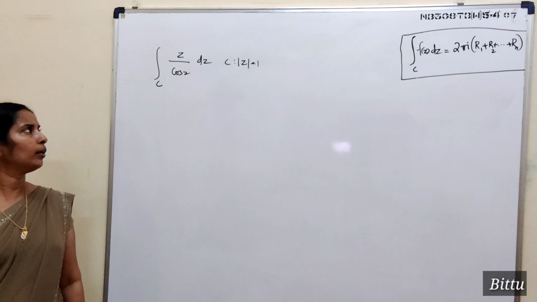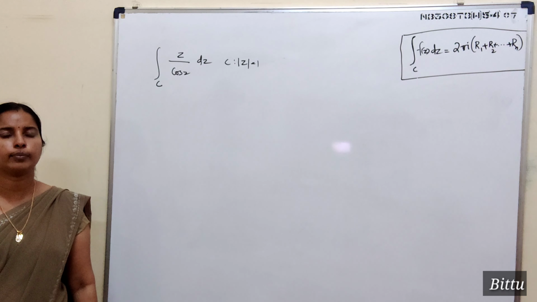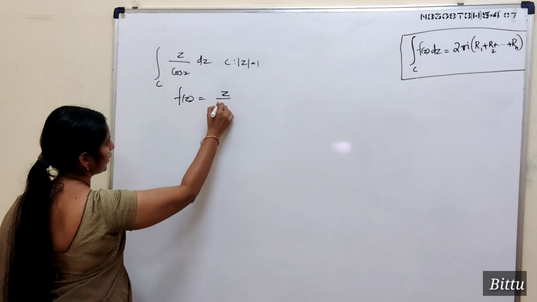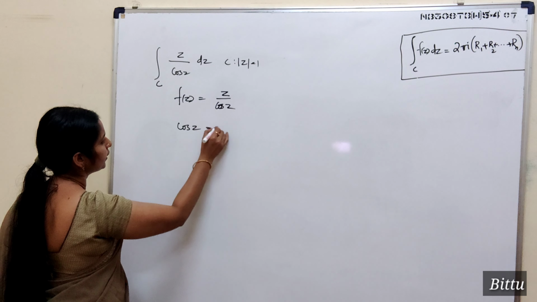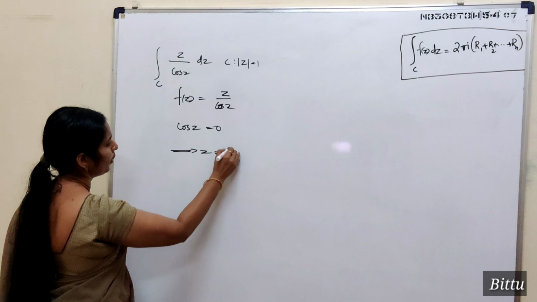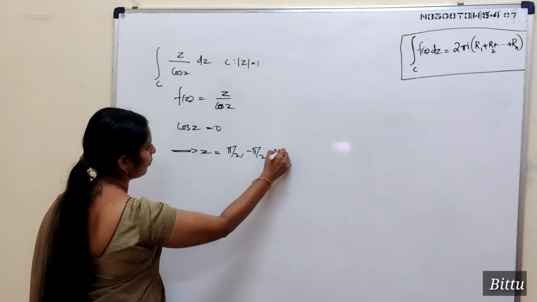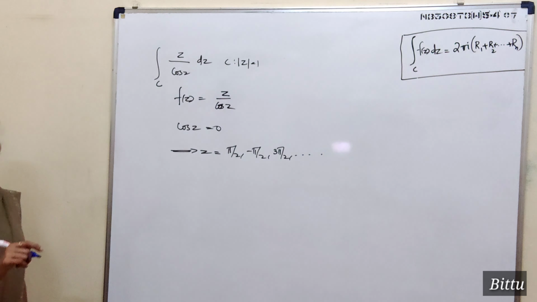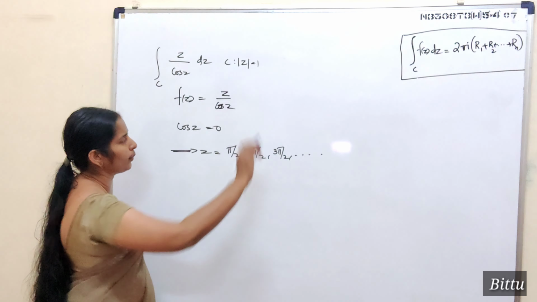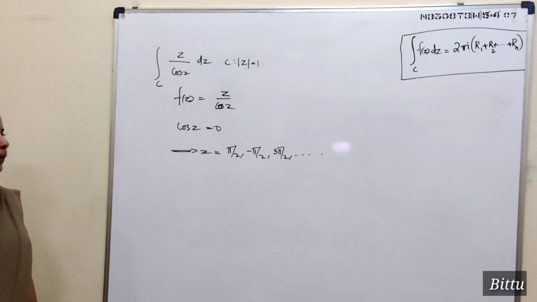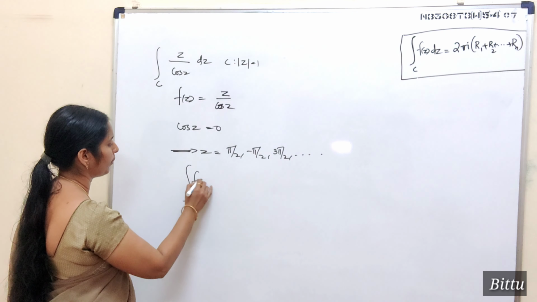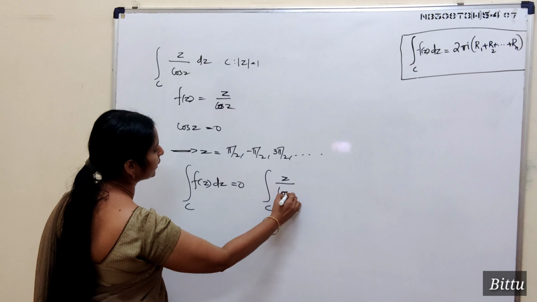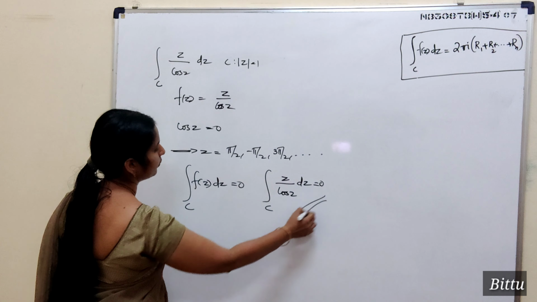Next evaluate integral over C z by cos z dz, where C is mod z equal to 1. You consider the function f z as z by cos z. Its singularities are given by cos z equal to 0, which implies z equal to pi by 2, minus pi by 2, 3 pi by 2, minus 3 pi by 2, etc. See, our circle is mod z equal to 1, its radius is 1. So clearly all the singularities are outside of C. So you can apply Cauchy's theorem. And by Cauchy's theorem, integral over C f z dz is 0. That is integral over C z by cos z dz is 0.